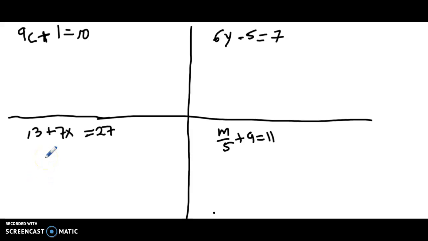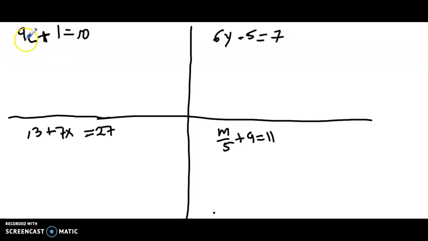Alright, so here I have 4 examples of equations where we're required to do more than one step. So again, let's start from the upper left corner. It says 9c plus 1 is 10. Goal never changes, get the variable by itself. So I will concentrate on the side that the variable is in, which is right here.